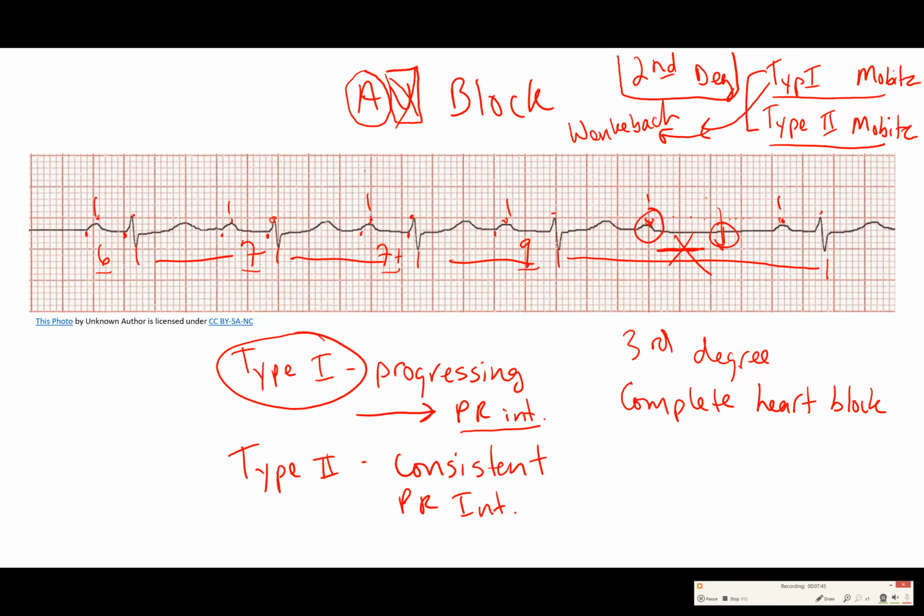So this is type 1, or some people will call Wenckebach. That's an old term, Wenckebach. We don't really use that much, but you may hear it. So this is Mobitz type 1, second degree AV block.